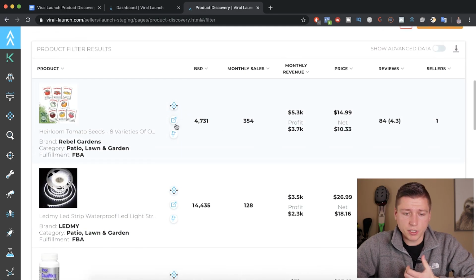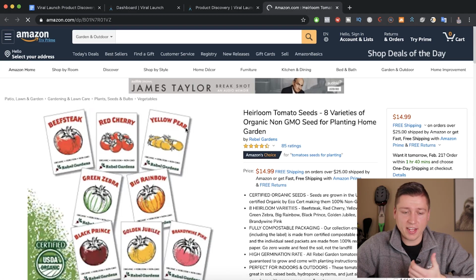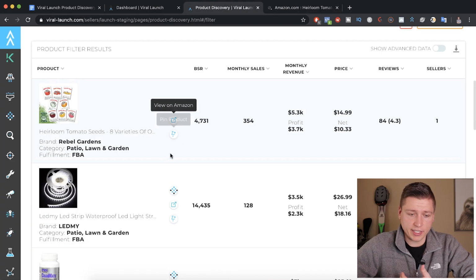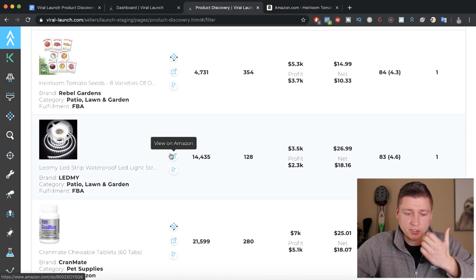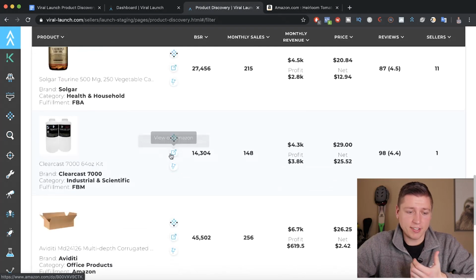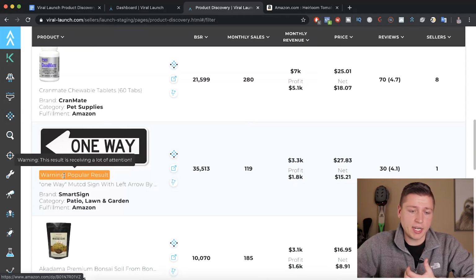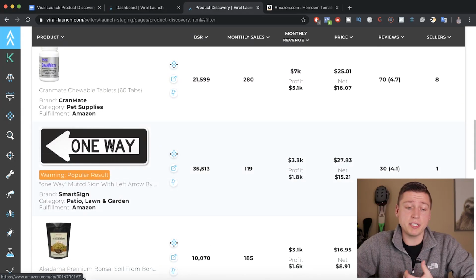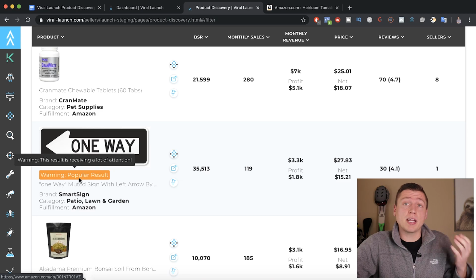And all we have to do to look at these products, like tomato seeds right here, is click right here, and we're on that page on Amazon, right, guys? So it's super handy to sort through thousands and thousands of products. They'll also tell you if they're popular results, meaning a lot of people searching this stuff are getting the same product as you. They'll say, hey, be careful, a lot of people are potentially sourcing this, so stay away.